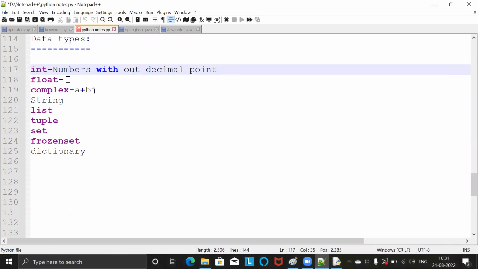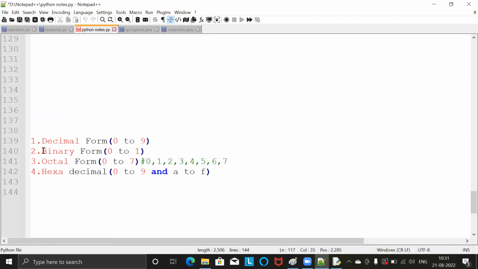And next one is float. Sorry, integers can be specified in 4 forms. One is decimal form, second is binary form, third one is octal form and fourth one is hexadecimal. First, decimal form is nothing but the normal digits 0 to 9, like 1, 2, 3, 4, 10, 1000.